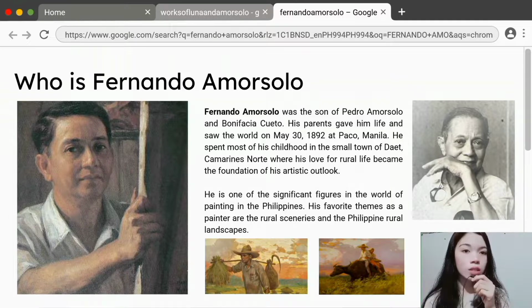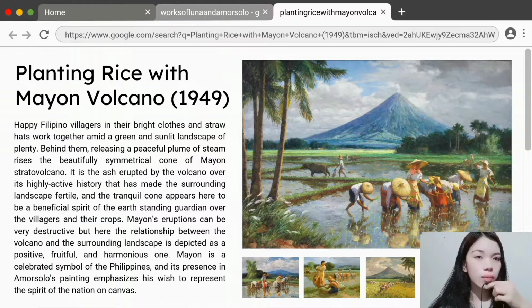He is one of the significant figures in the world of painting in the Philippines. His favorite themes as a painter are the rural sceneries and the Philippine rural landscapes. So these are some of his works. First is Planting Rice with Mayon Volcano, 1949.